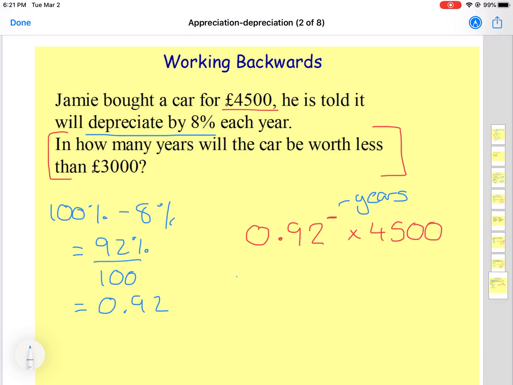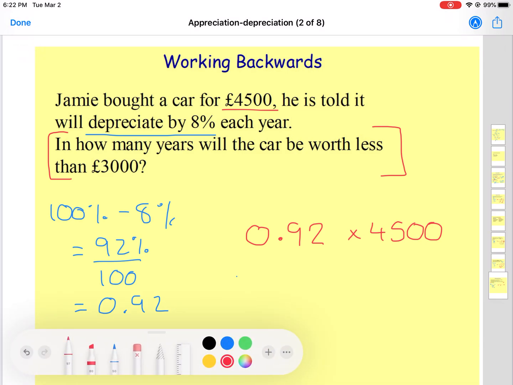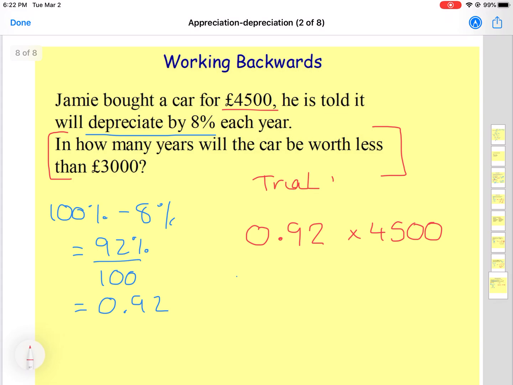What I would do here is start to guess. Okay, I would try 2 years and see what happens. If that's really far off, I would up it a wee bit. So trial and error. We'll go for 2 years. So again, pop this in the calculator, 0.92 power of 2 times 4500. That gives me £3,808.80. So 2 years isn't going to work.